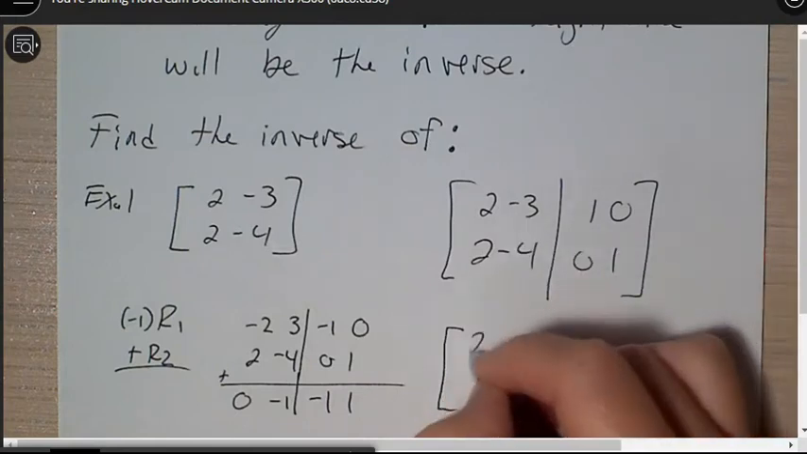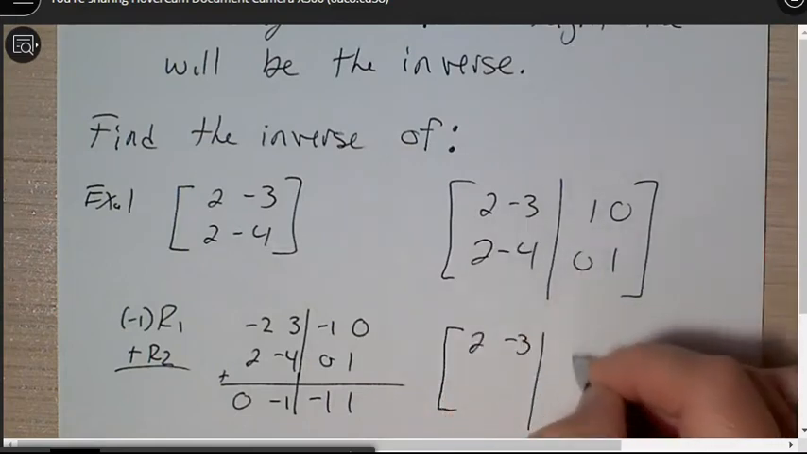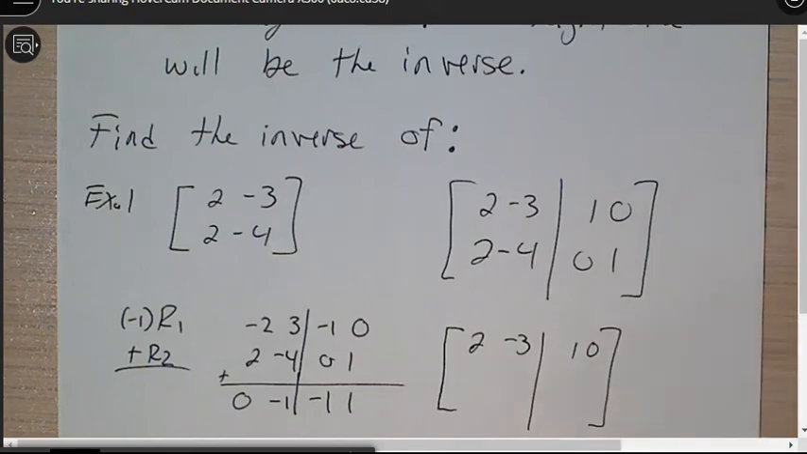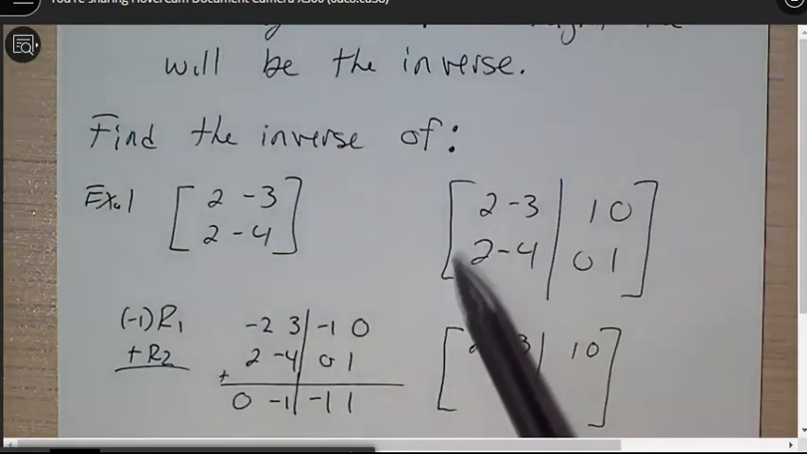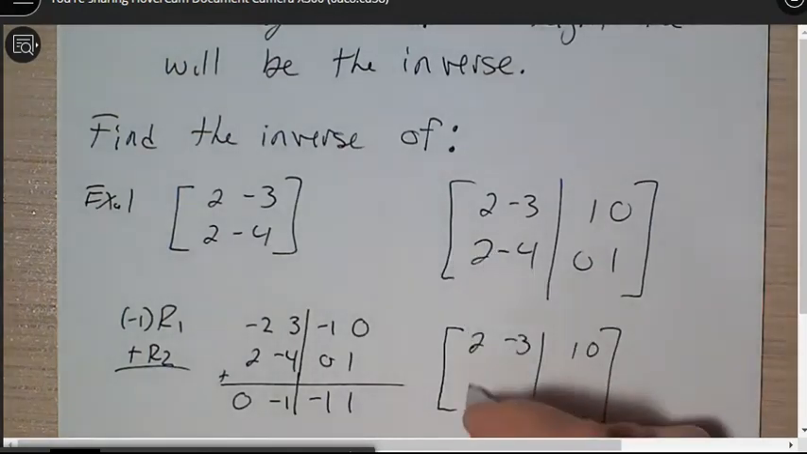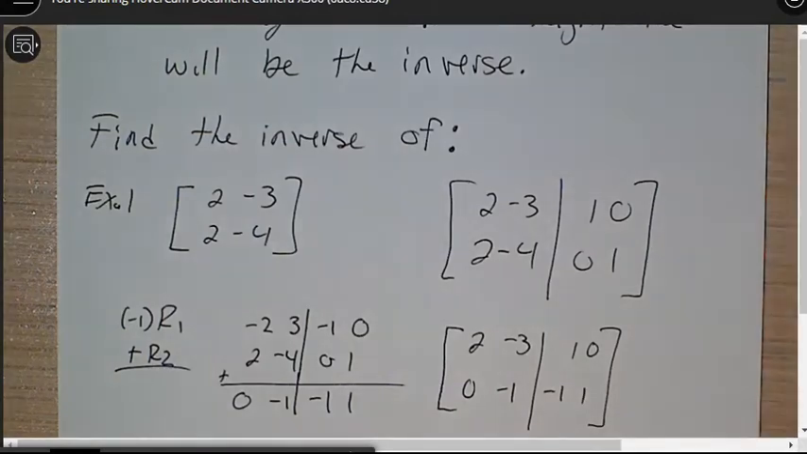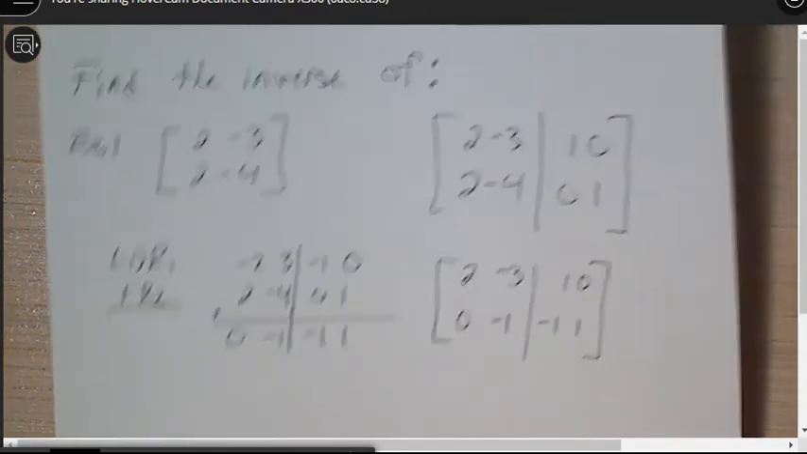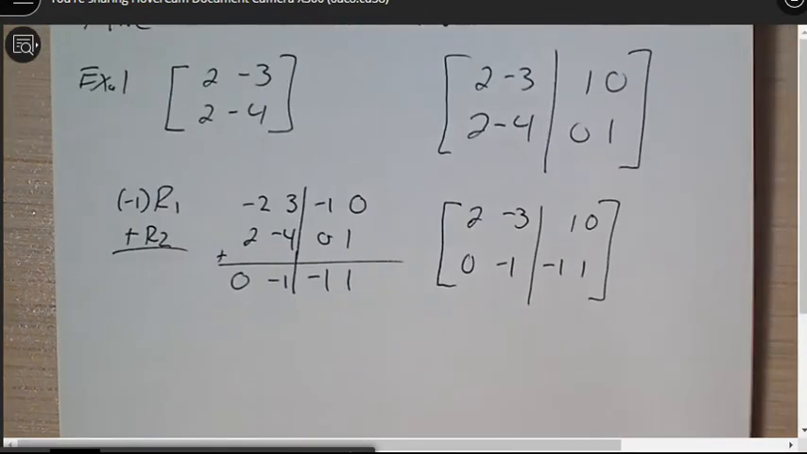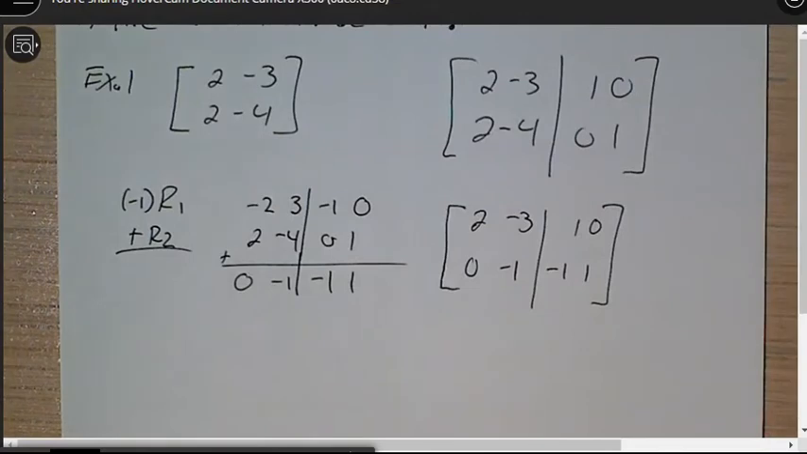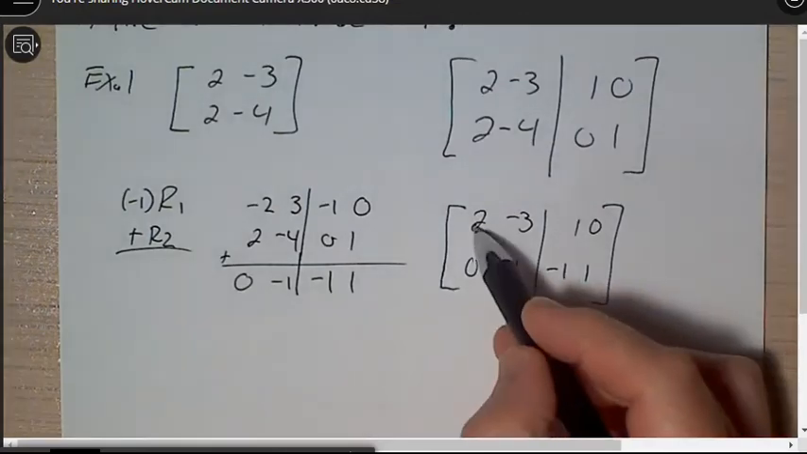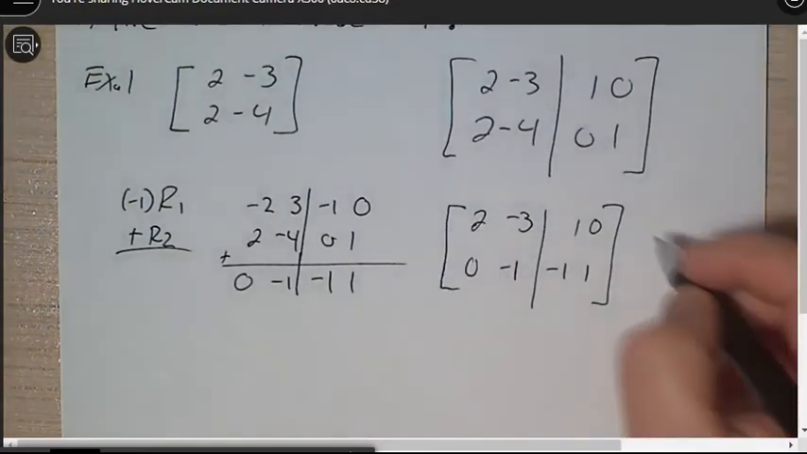Okay, so first row is going to stay the same for now. And we basically just multiplied this by -1, so now we've got a 0 in this location. So now we have 0, -1, -1, and 1. Okay, to get a 1 in the top right here, really easy. Let's just take this whole thing and divide it by 2.